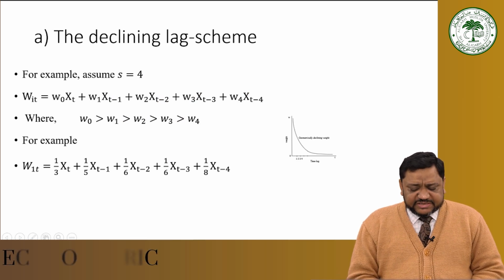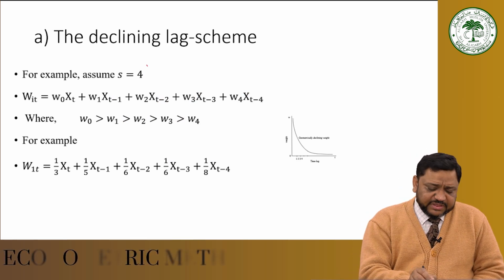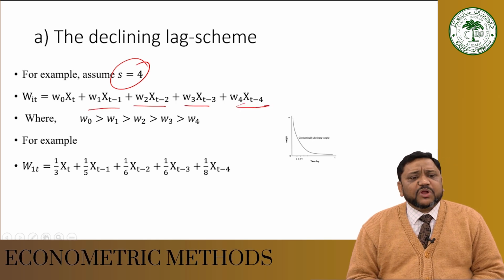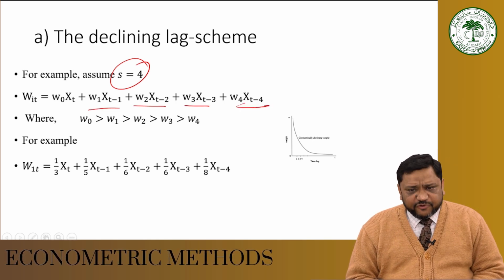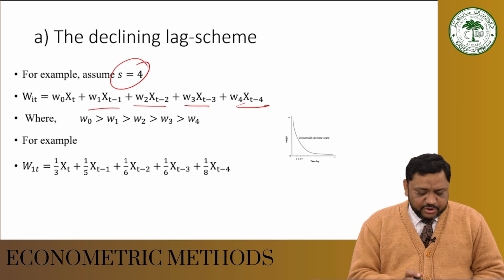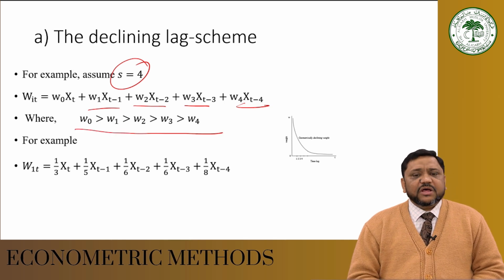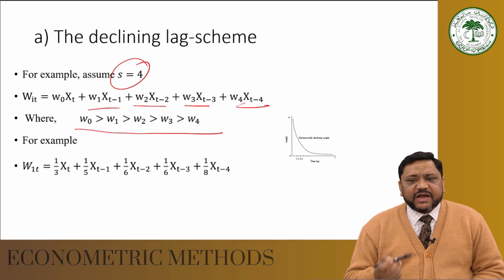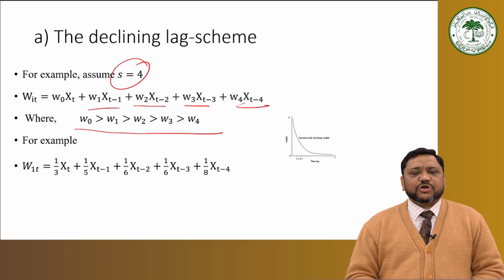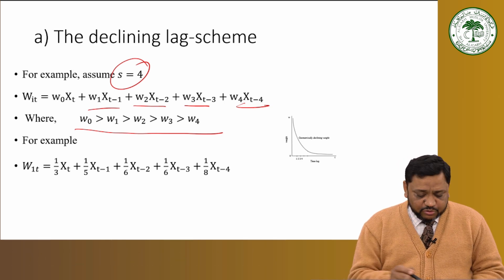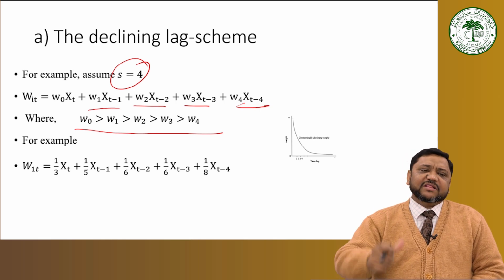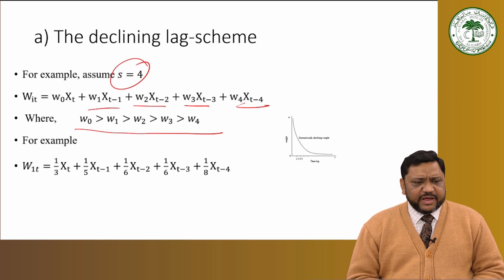Now here is an example where we are assuming that S has 4 terms: 1, 2, 3 and 4. So we have taken a lag of 4. You can see that the lag is declining. It is assumed that the weights are declining, that is, the more recent values of x have a greater influence on y than the previous older or remote values of x.